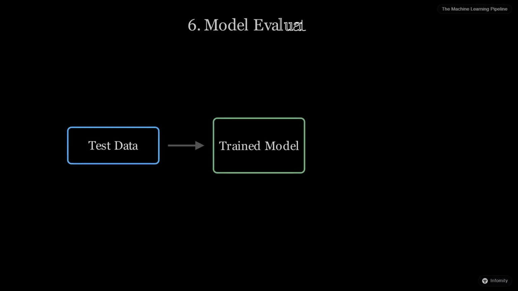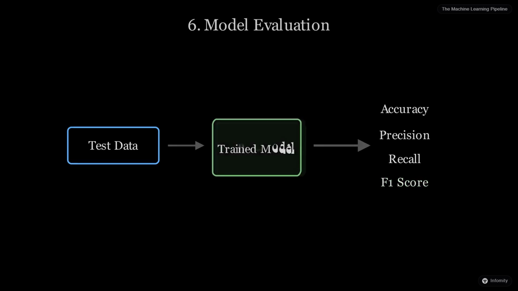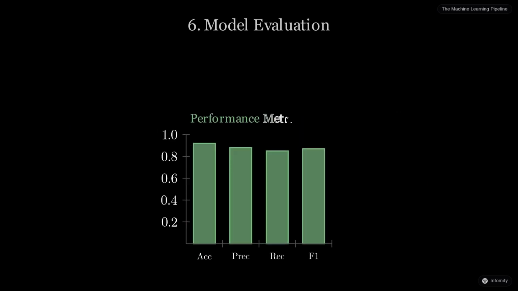After training, our model needs rigorous evaluation to ensure it performs well on new, unseen data. This is where the evaluation phase comes in. We use a separate test set of data, which the model has never encountered, to get an unbiased assessment. Various evaluation metrics are used. For classification, we might look at accuracy, precision, recall, or the F1 score. A strong performance on the test set indicates our model has learned generalizable patterns.